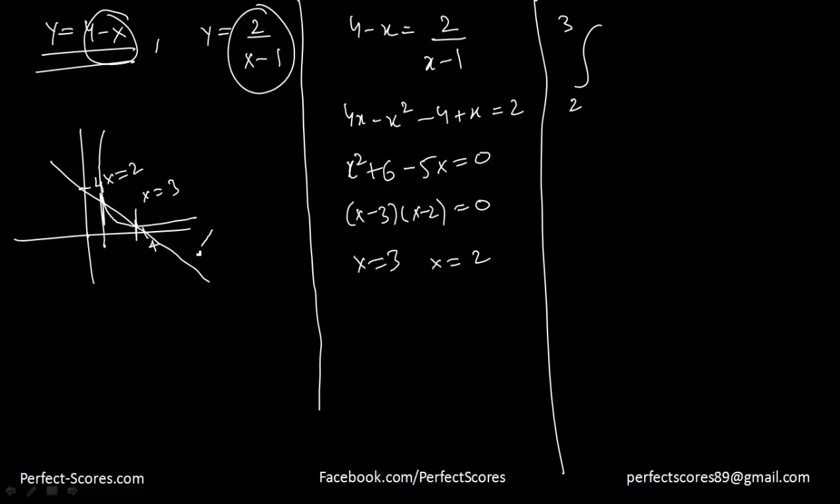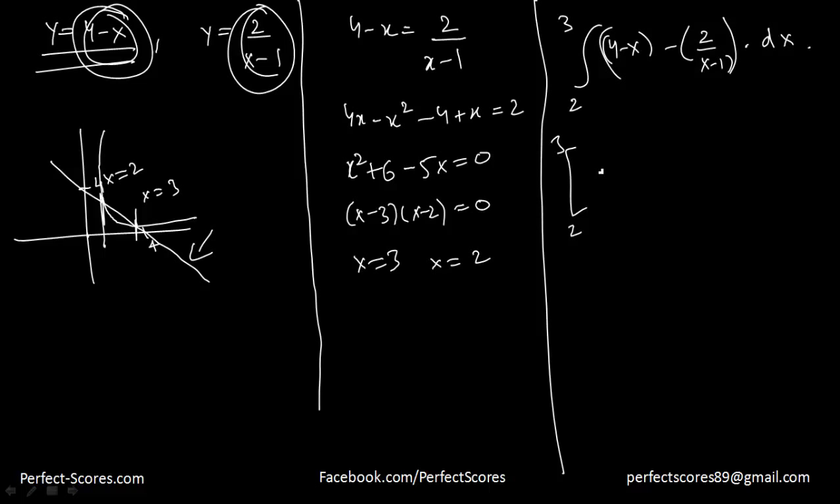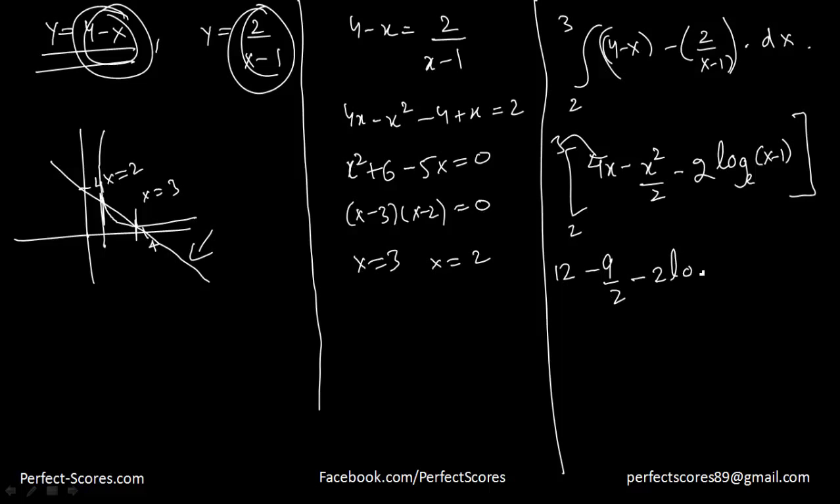and you can clearly see that this line is above, right? So that means it's going to be this minus this, dx. So that is what it's going to be. If I integrate now from 2 till 3, the integration of 4 would be 4x. x would be x squared over 2. Then you're going to have negative 2 times 1 over x minus 1, which would simply be log of x minus 1, to the base e. So I'll substitute 3 and 2. If I substitute 3, 4 times 3 is 12, and this is 9 over 2, and this is 2 log of 3 minus 1, which is 2. Minus 4 times 2, which is 8, minus 2 log of 1.